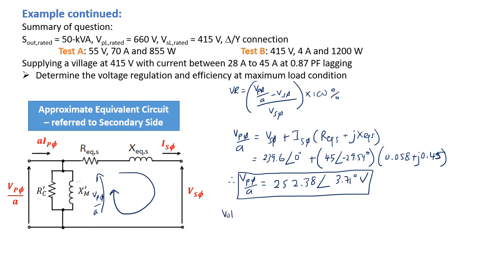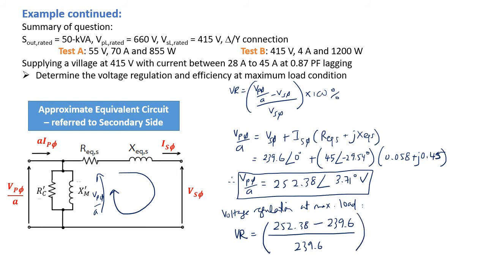Now we can find the voltage regulation at maximum load. For the voltage regulation, we just take the magnitude of Vp phase over a, 252.38, minus the magnitude of Vs phase, 239.6, divided by the Vs phase magnitude, 239.6. And we multiply this by 100% to get it in percentage. This gives us a voltage regulation value of 5.33%.